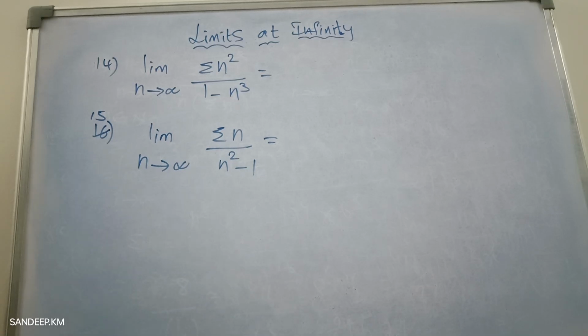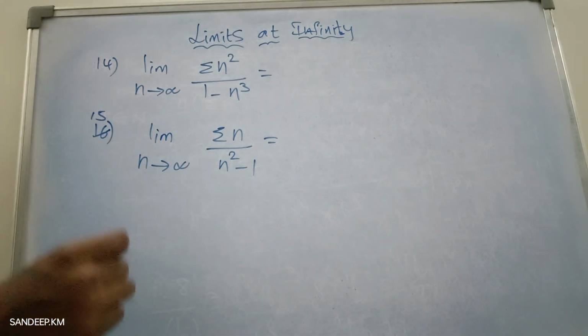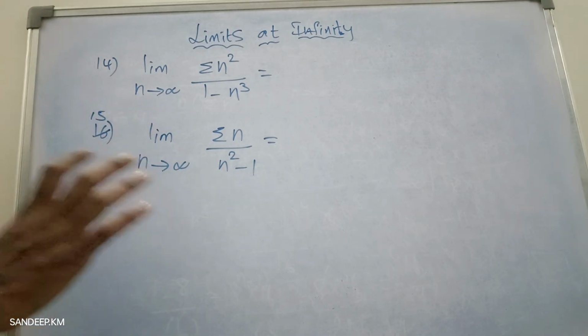That's it for today's video, dear students. These are the basic questions on limits at infinity. In our next video also, we'll look at more questions on limits at infinity. What you have to observe is that in almost all these questions, the indeterminate form that we got is infinity by infinity.